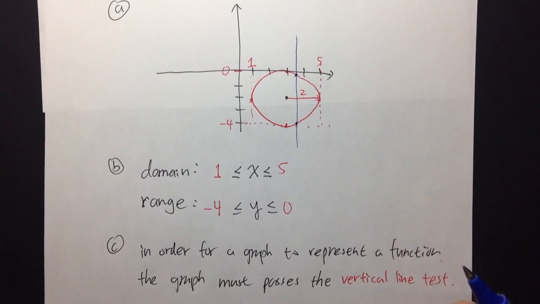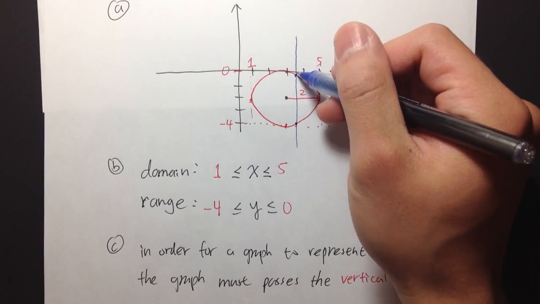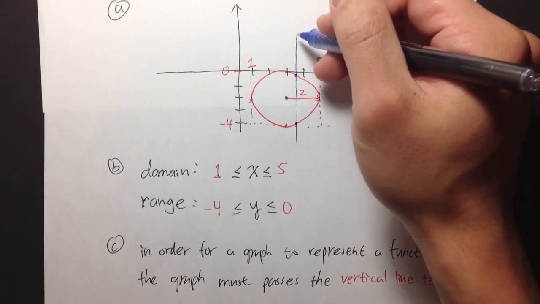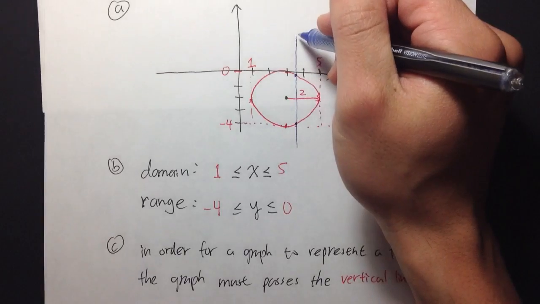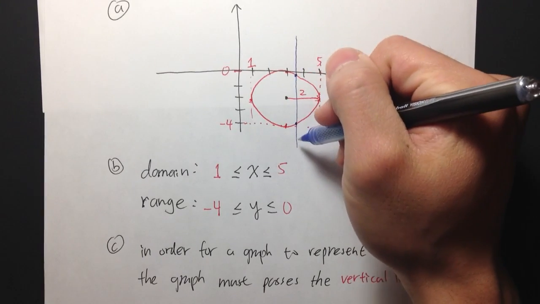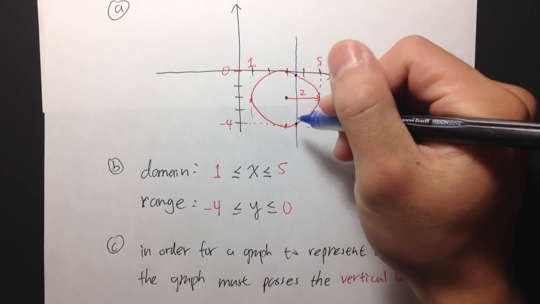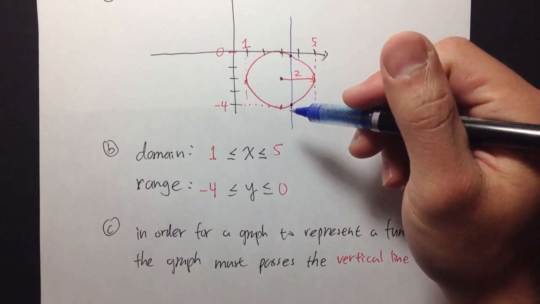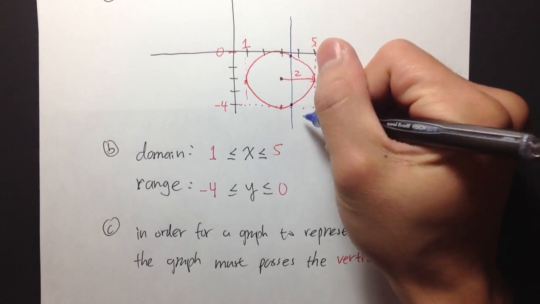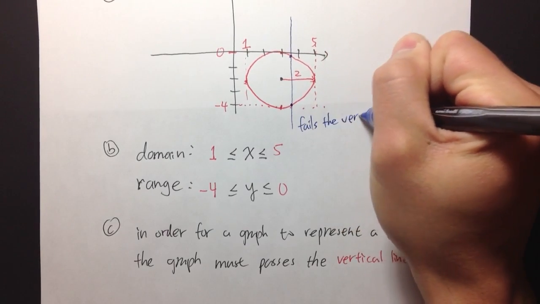Okay. In this case, it fails the vertical line test because we do not want to have the same x value produce two different y values. If the vertical line touches the graph twice, or more than once, I should say, so in this case, it touches right here and right here. Since the vertical line touches the graph more than once, it fails the vertical line test. So I will say fails the vertical line test.